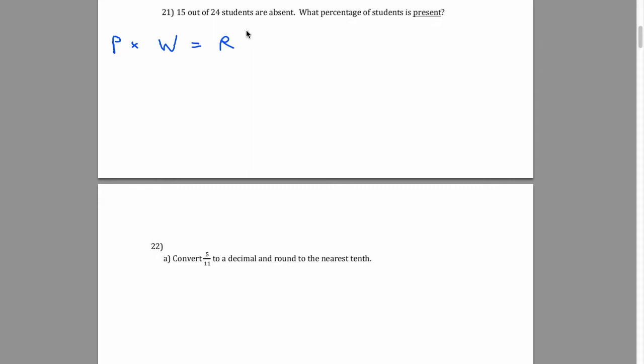15 out of 24 students are absent. What percentage of students is present? So we see here they tell us information about students absent, but they want an answer about students present. So we're going to have to be careful here. Okay, we learned earlier that when it says percentage of something, it's always meaning the percentage of the whole.